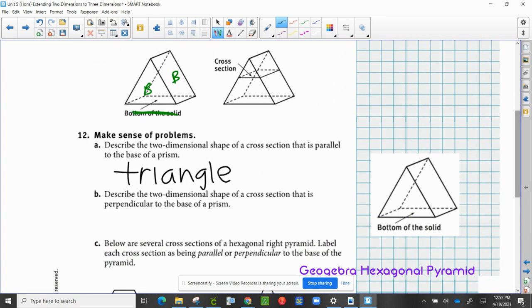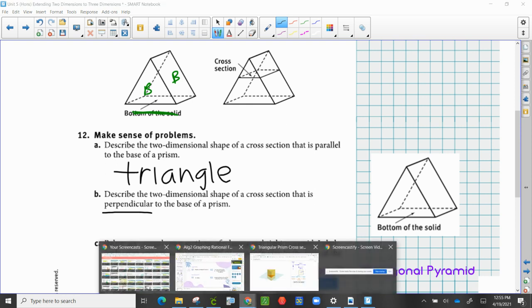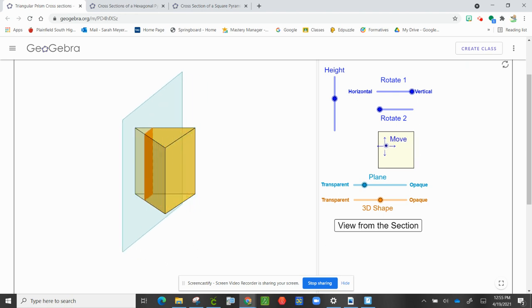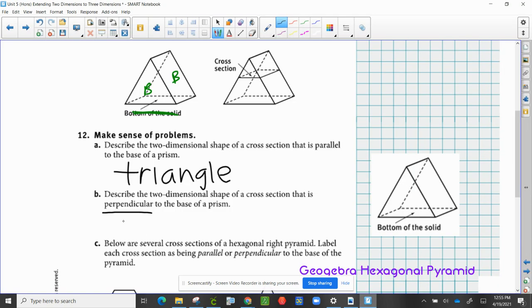Describe the two-dimensional shape of the cross section that is perpendicular to the base. Let me go back to our little thing here. If I rotate this, now it's a vertical cross section, going from base to base, perpendicular to the base. You can see what shape it's making. Even if I rotate it or move it left to right, what shape is that making? You can see it's the same shape as your side figures. It's going to be a rectangle.